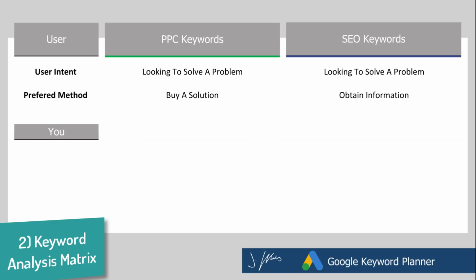With SEO keywords, you're targeting people who want to solve their problem, but they're looking to just learn more and obtain information. This is where writing reviews or creating in-depth tutorials are helpful to educating a potential buyer. Whereas with PPC keywords, you immediately want to send them to your e-commerce product page or your services page to generate a lead and get them on the phone.